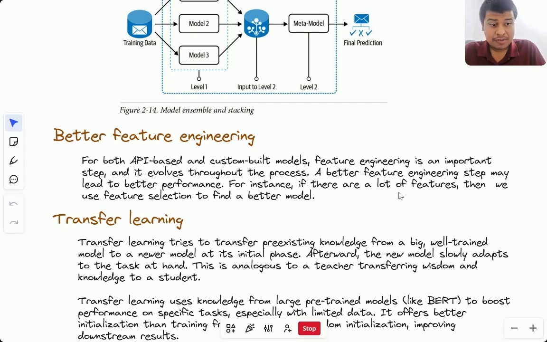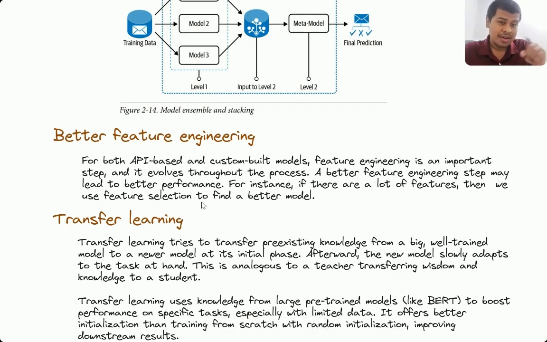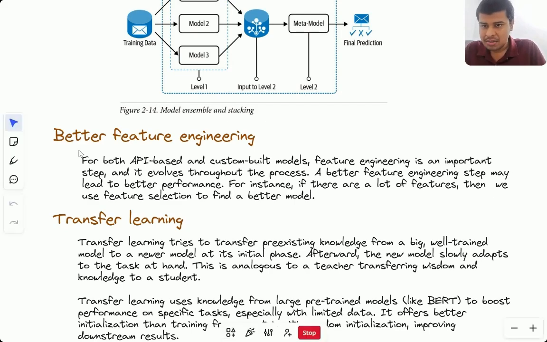And if there are a lot of features, then we even need to do feature selection. I told you, if there are a lot of features, we need to select the features using these different statistical techniques. Correlation could be one of those. So there is better feature engineering.